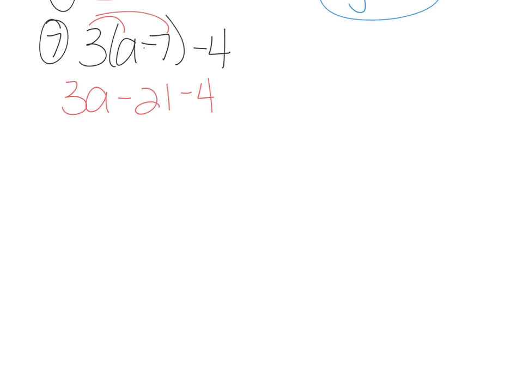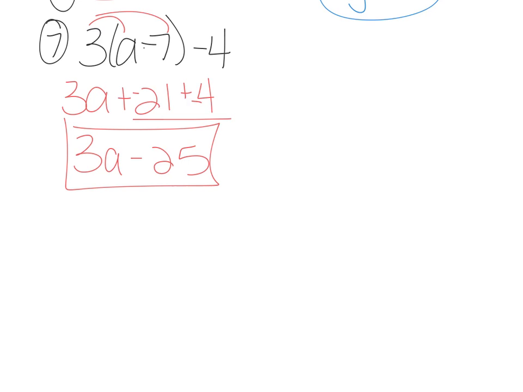Okay, so from here, we could go through, change all these subtraction signs to addition signs by adding the opposite, and adding the opposite. And then I see that negative 21 plus a negative 4 would give me negative 25. And then we have that 3a out front. So I have 3a minus 25. Okay, number 8. Try another one of those.